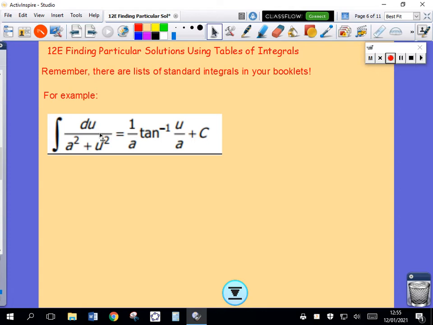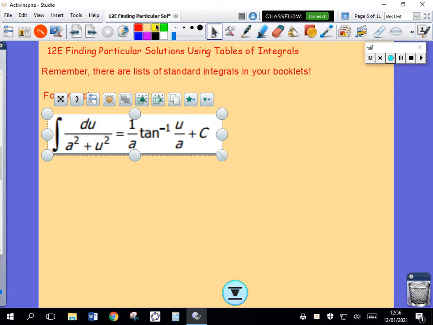For example, we're going to be using this one in a moment: the antiderivative with respect to u of 1 over a squared plus u squared is 1 over a times tan inverse of u over a plus c. Okay, so we're going to be using that as we go along.